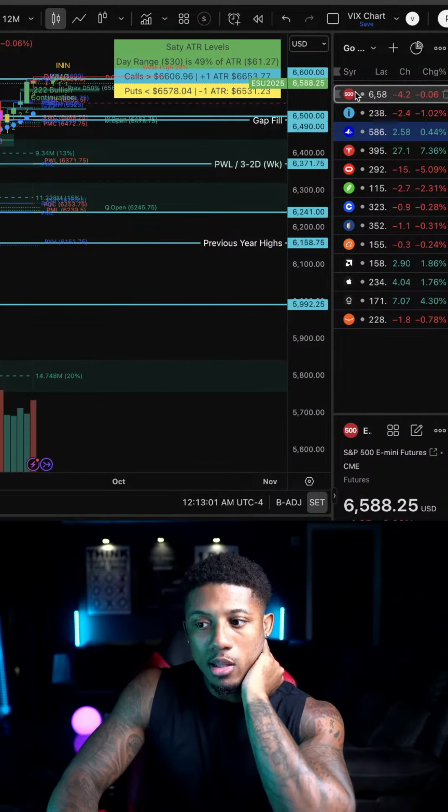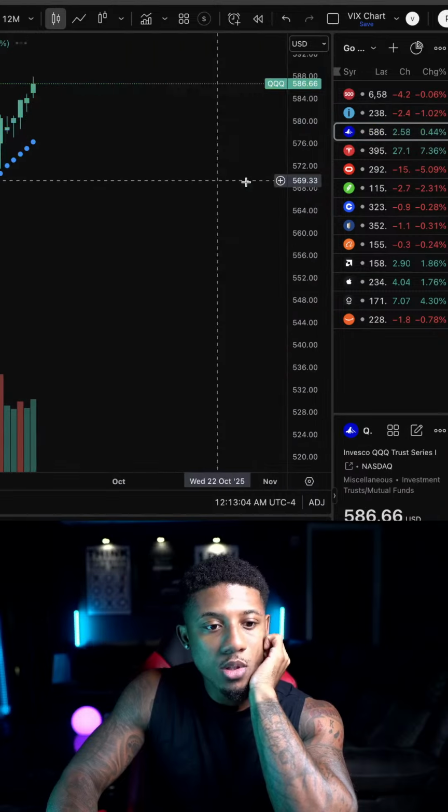Affirm's not on my watch list. It's not liquid enough. It doesn't have enough momentum around it. We'll take a look at QQQ.